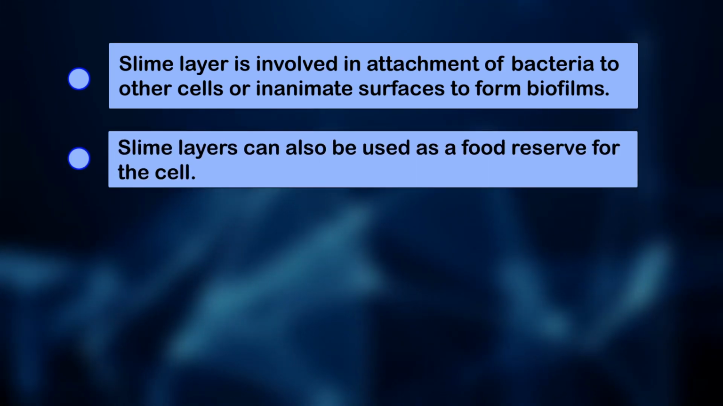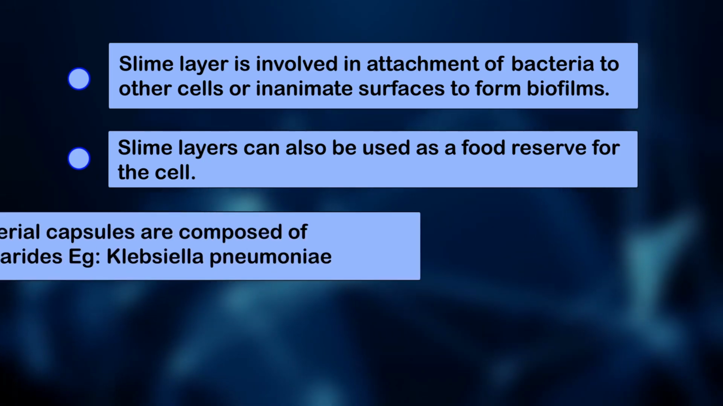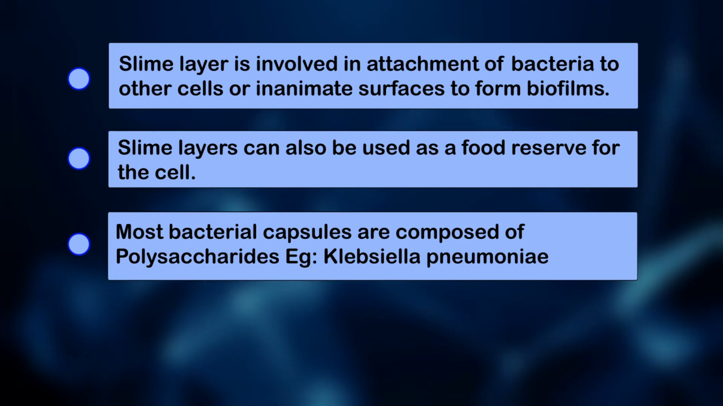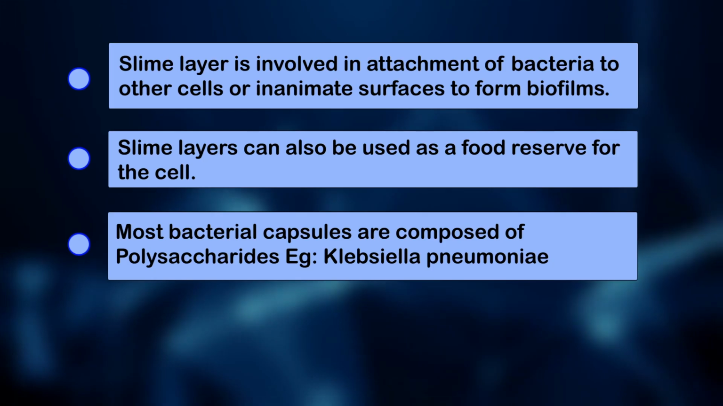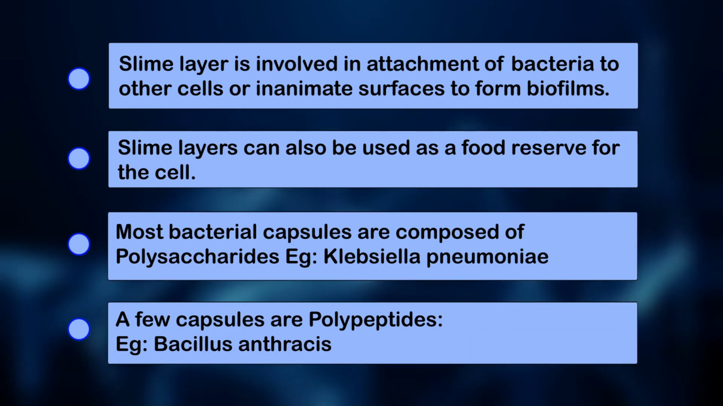Slime layer can also be used as a food reserve for the cell. Most bacterial capsules are composed of polysaccharides. The example is Streptococcus pneumoniae. A few capsules are polypeptides, for example Bacillus anthracis.